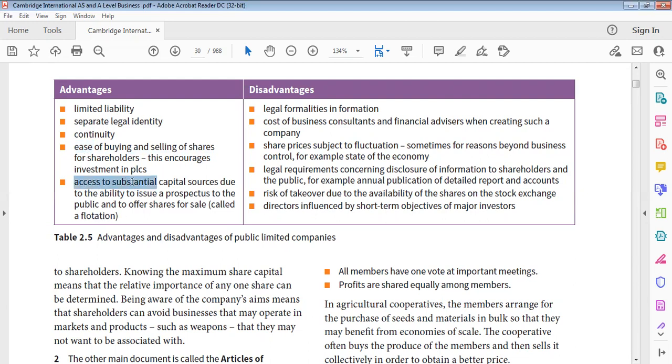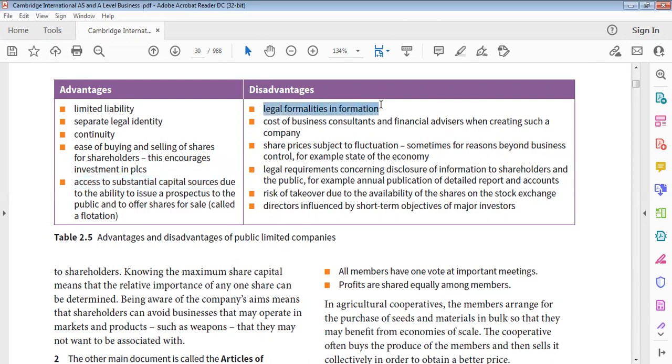And then you have access to substantial capital resources. Since you can easily get lots of money, you have access to finance, you have access to a large amount of money, right? That is a good thing.